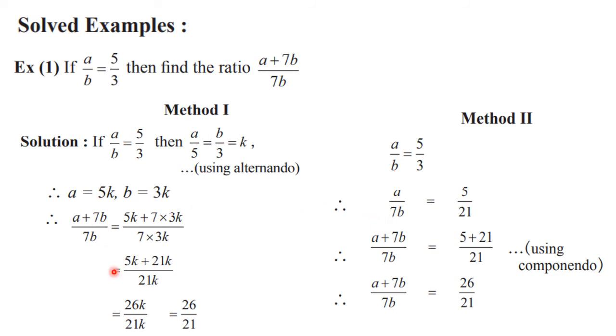But the first method is not applicable everywhere. That is why I will suggest you, or in the textbook also, if you see, the second method is preferred, because that method you can use everywhere. You can solve any problem by using this method. That means the 5 different operations on equal ratios. Okay. Now let's see one more solved example here.